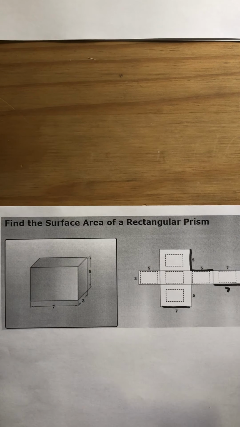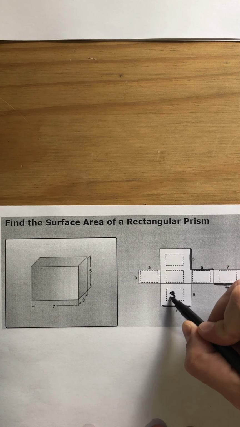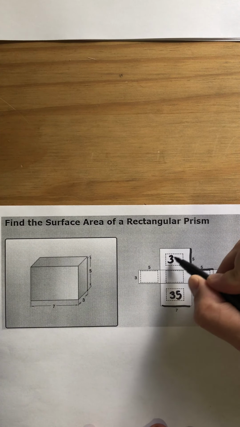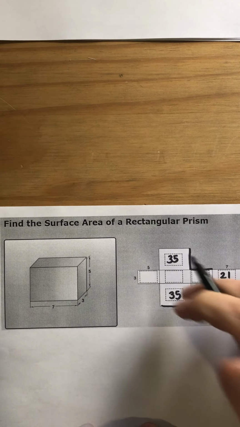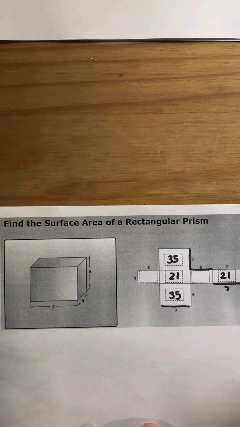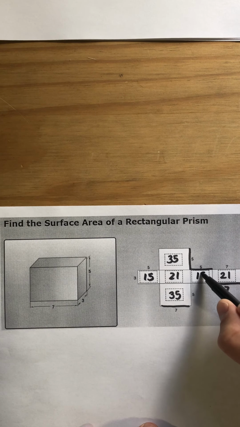After you've constructed your net, it's very helpful to label all those parts so you can find the area of each part. So here I have 7 and 5, which give me an area of 35, and this would be congruent. Here I've got a 7 and 3, which gives me an area of 21, and that will be congruent with this part here. And here we've got a 5 and a 3, which gives me an area of 15, which would be congruent here.